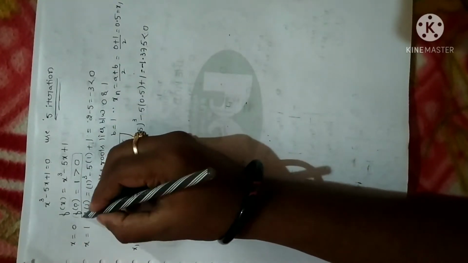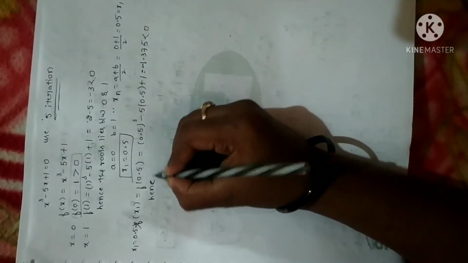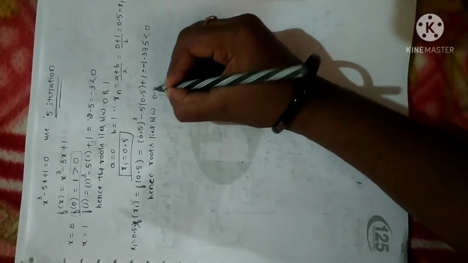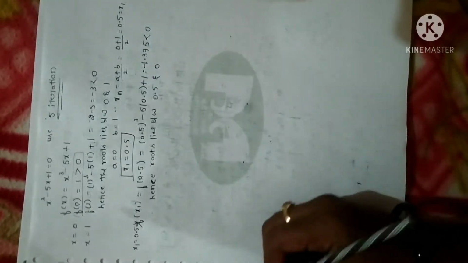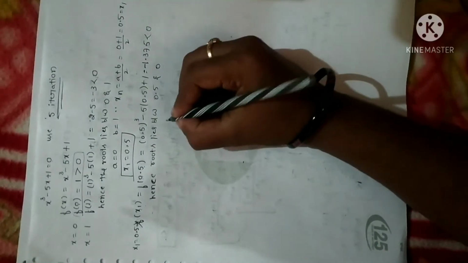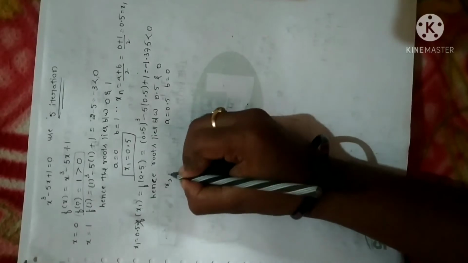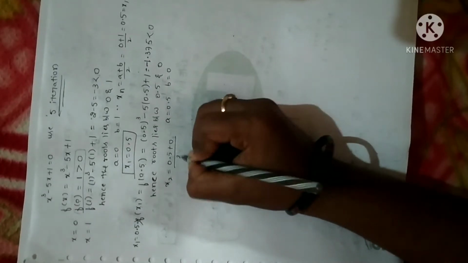Now look for the preceding step where I have obtained a positive value of f of x. So here I have a positive value of f of x when x is equal to 0. Now again the statement, hence root lies between 0.5 and 0. Fine. Now do the same procedure. Let me take a as 0.5 and b as 0. Calculate x2 value. x2 will be 0.5 plus 0 divided by 2. So it will be 0.25. Clear? So x2 value is 0.25.